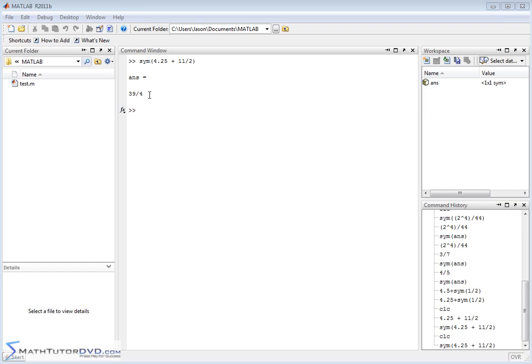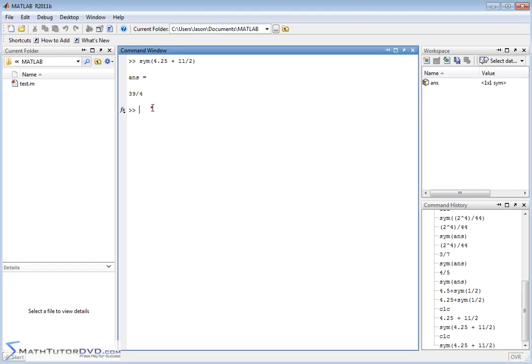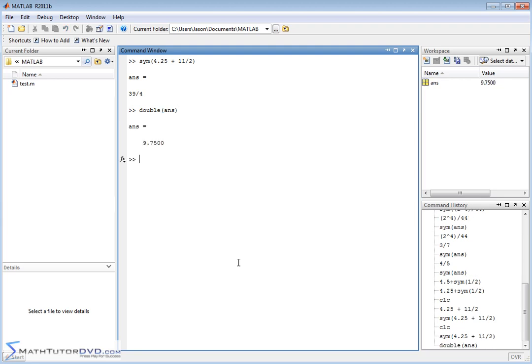Now, if I wanted the decimal equivalent of this, I could do the calculation again, sure, but there's a command that will take this last answer and convert it to a decimal number, and that command is double. If you take double and stick the last answer in there, you're going to get 9.75 out, which is the same thing you get when you actually perform the calculation. So keep that in mind.